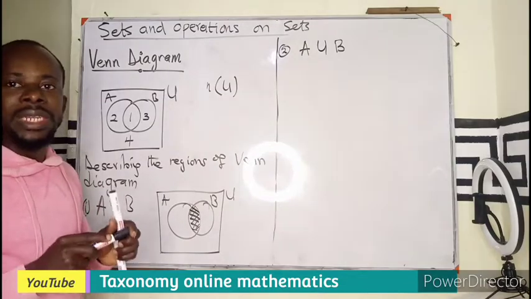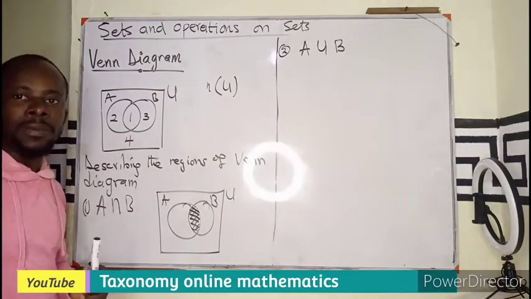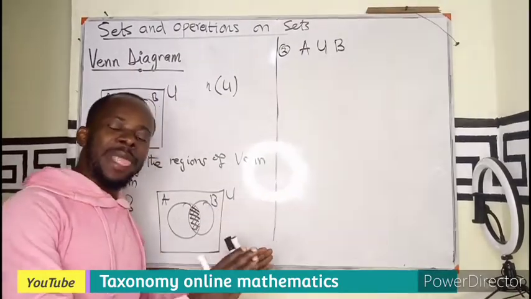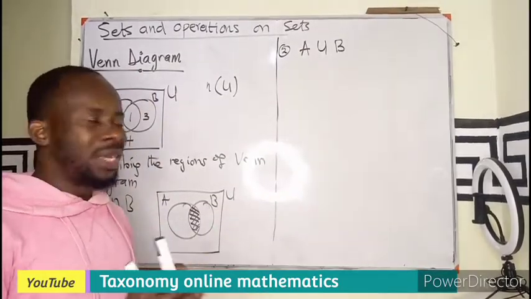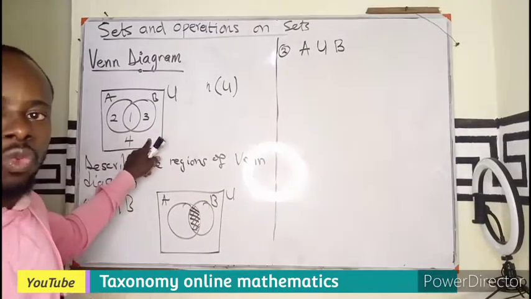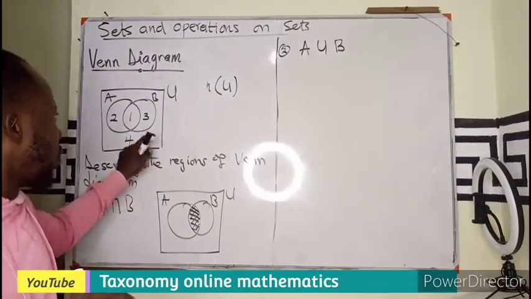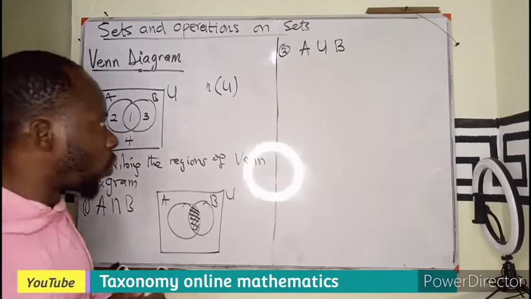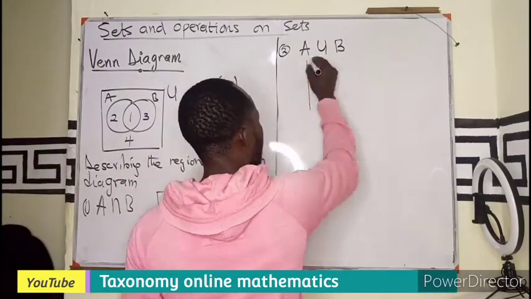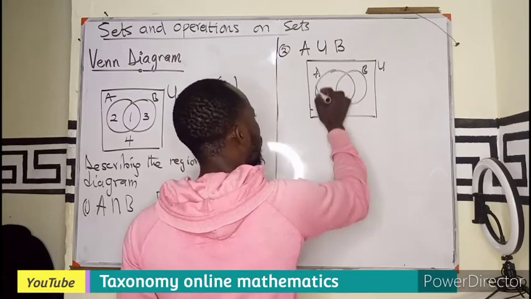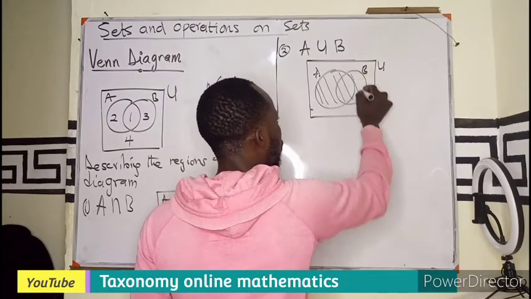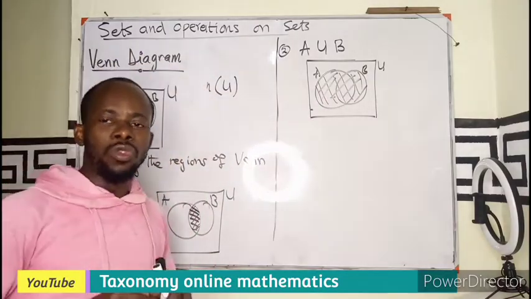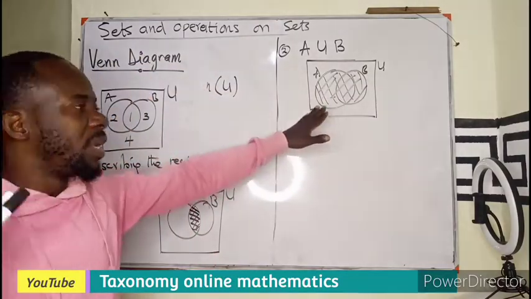Imagine we want to shade the region for A union B, as in putting the sets A and B together. Which of the regions do you think will belong to both A and B? I can see you are thinking of 2, 1, 3. These are the regions that belong. So in shading the region, the region that belongs to both A and B will be this.